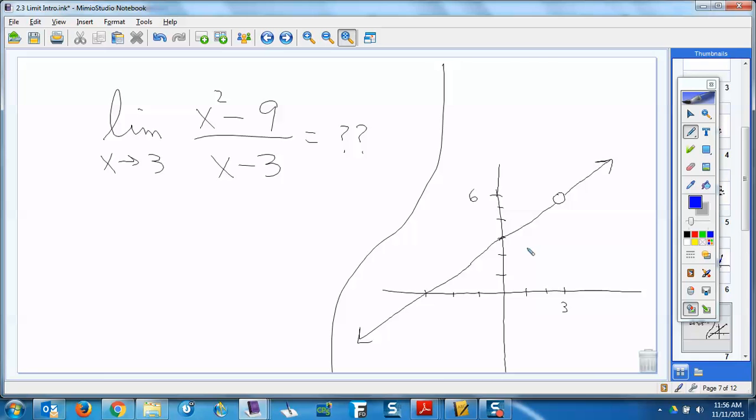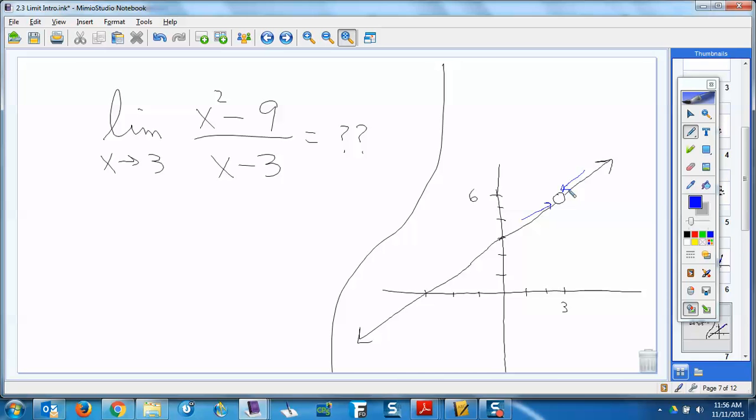But it's got a hole in it, because at 3, that thing does not exist. So everywhere else, it's x plus 3. So everywhere else, it's just a line, except at 3. It's got no value, so it's just got a hole. Now, let me put those 2 blue arrows in. What are those outputs approaching as the inputs are approaching 3? The outputs are approaching 6.